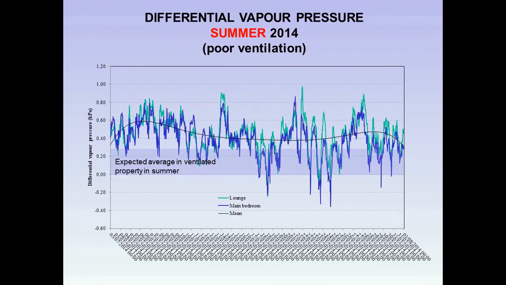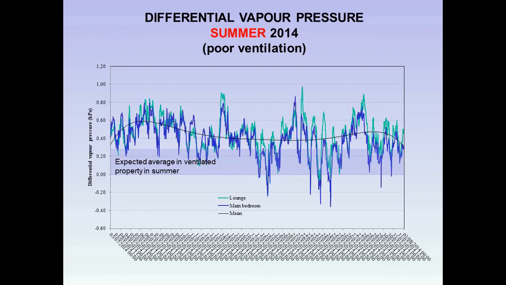Again, differential vapor pressure during the summer. This was due to poor ventilation. As mentioned earlier, we don't normally look at vapor pressures during the summer because the windows and doors are open and they're not really going to tell us much. But in this case, the client, a housing association, had a lot of problems with a tenant claiming the building was damp. So in essence, we were forced to do this for them.